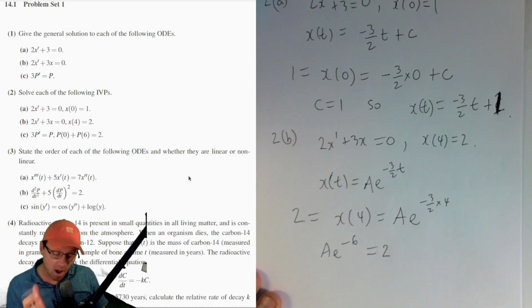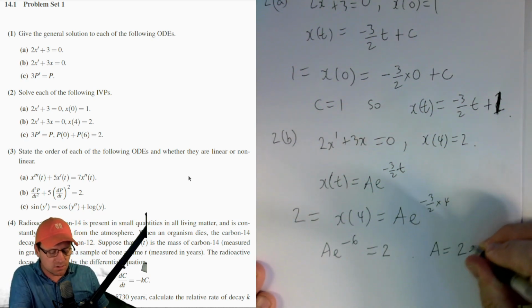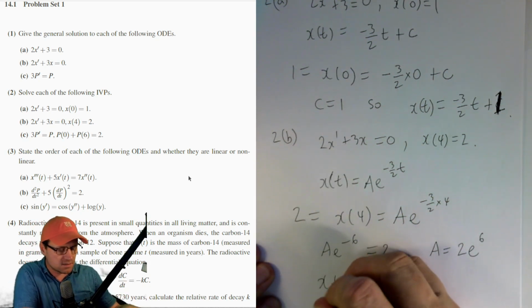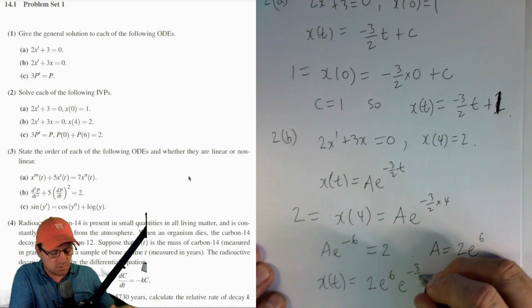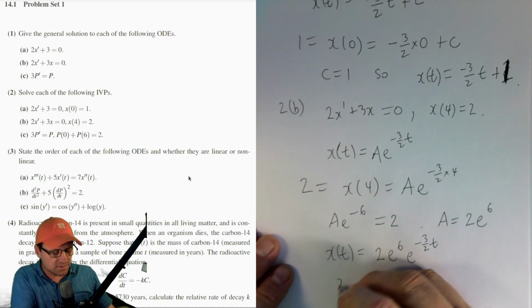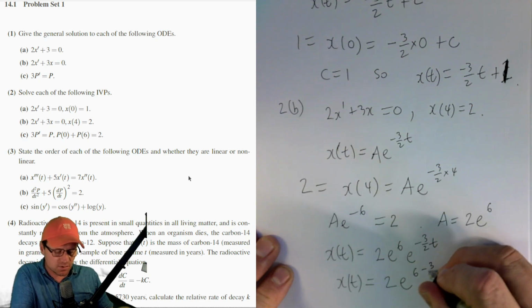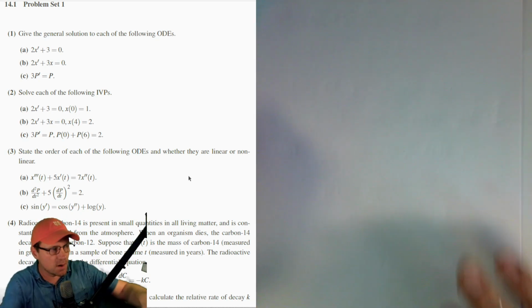Multiplying throughout by e to the 6, we have A is equal to 2 e to the power of 6. Okay, so coming back to this line, x of t is 2 e to the 6 times e to the -3/2 t, and we can write this as x of t is 2 e to the power of (6 - 3/2 t). Okay, great. Let's move on to question 2c.